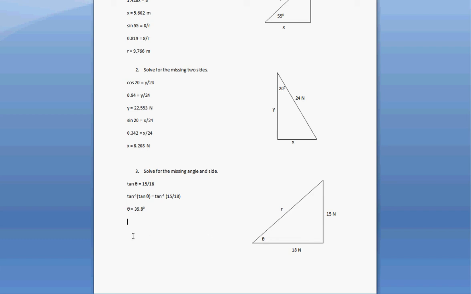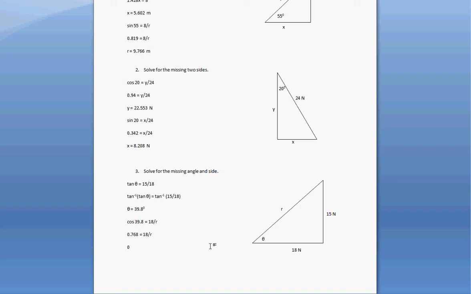Alright, next we have to figure out this side here. So that's our hypotenuse. We can use cosine and use this side, or we can use sine and use this side. It really doesn't matter. I'll just use cosine. So the cosine of 39.8 is equal to the adjacent side, 18, divided by r. So the cosine of 39.8 is 0.768, just did that on a calculator. It's equal to 18 over r.